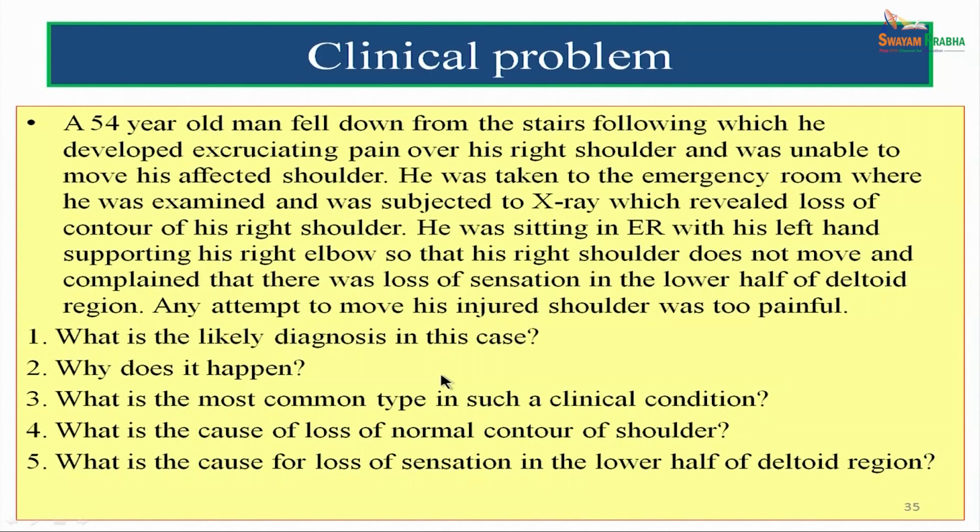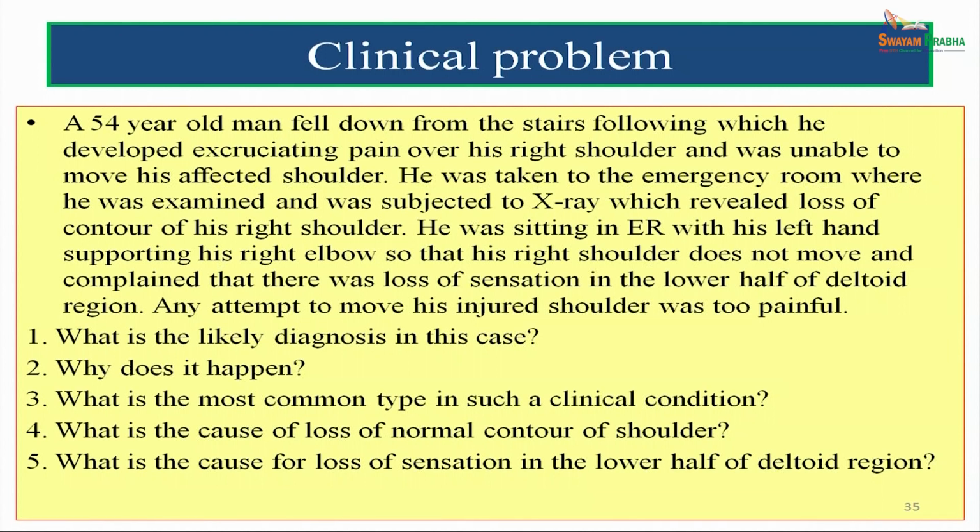What is a likely diagnosis in this case? It is obviously a dislocation of the shoulder joint on the right side. Why does it happen? It happens because one of the ligamentous or muscular supports has been injured. When a support is lost, a joint goes in for dislocation. What is the commonest type of dislocation? Anteroinferior dislocation of the shoulder joint is a commonly occurring type.